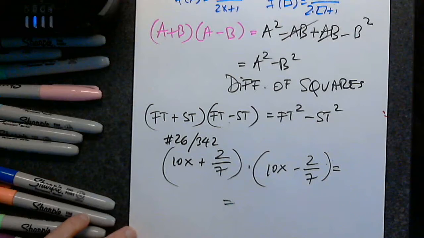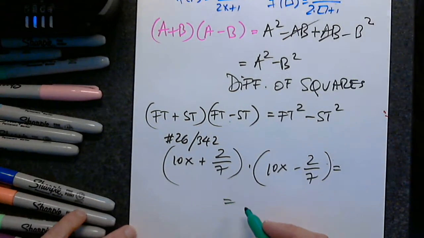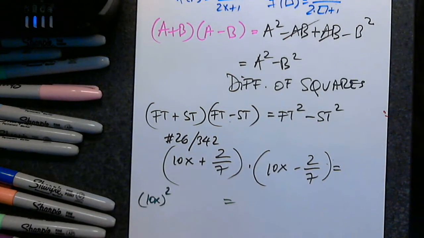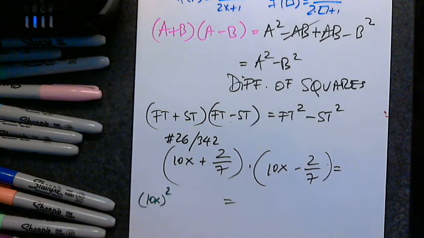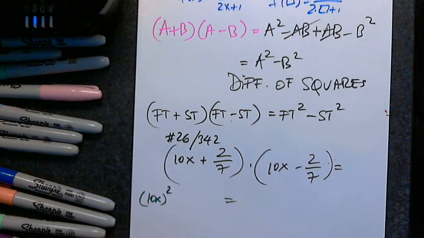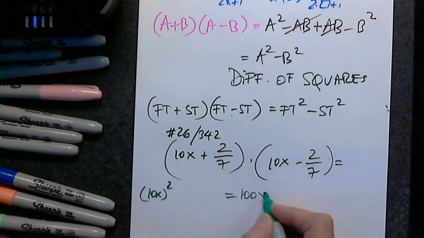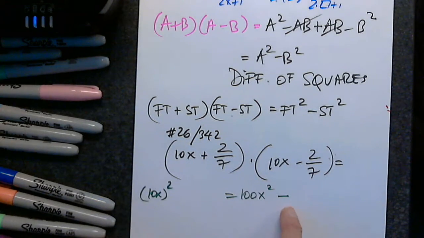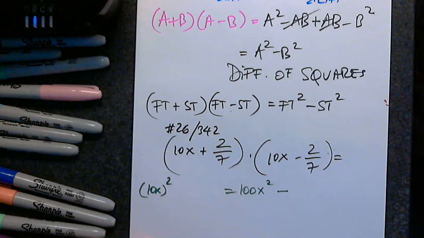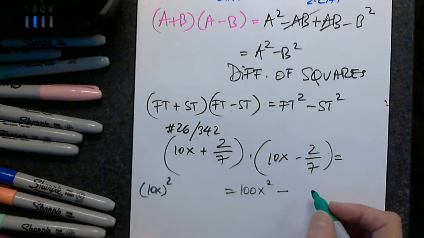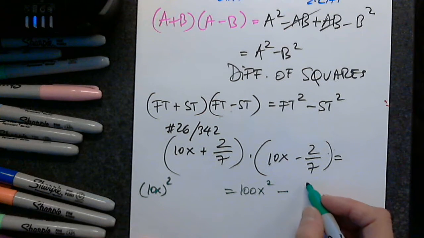Yes, but I want the whole thing. What is 10x squared? You cannot just square x. You have to square 10x. So you cannot say 10x squared. You have to say 20x? No, 100x squared. Very good. Minus, it's the difference of squares. Minus. Yes. Awesome.